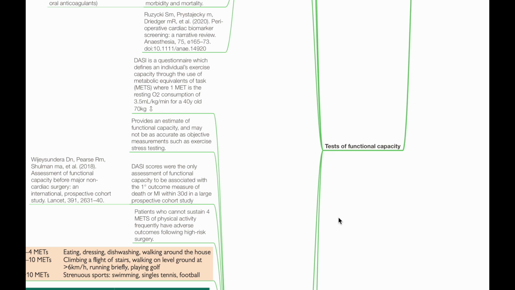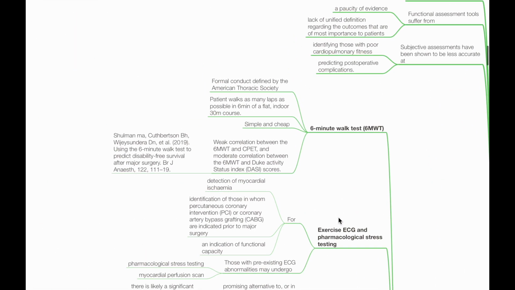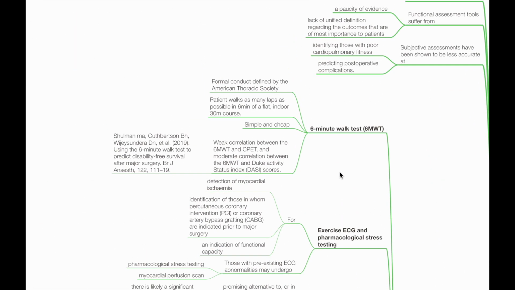Test of functional capacity. 6-minute walk test. The former conduct has been described by the American Thoracic Society. Patient walks as many laps as possible in 6 minutes on a flat indoor 30-meter course. It is simple and cheap. There is weak correlation between 6-minute walk test and CPET, and moderate correlation between 6-minute walk test and DASI scores.